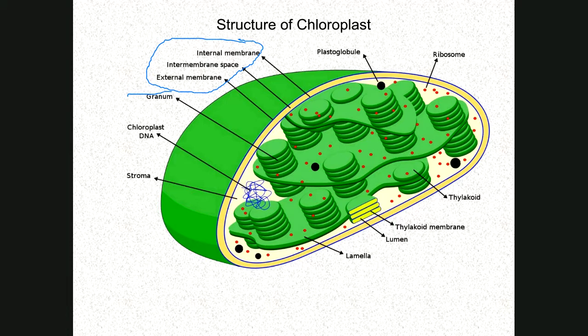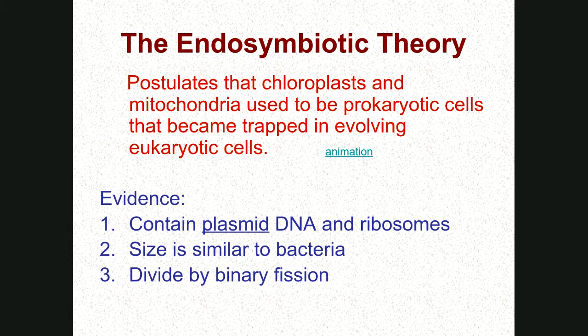And the way they are reproduced is very funny. Those chloroplasts, even mitochondria, are divided by binary fission. And you know who divides by binary fission? The bacteria, the prokaryotic cells. They look like little prokaryotic cells inside of a eukaryotic cell. This is why the endosymbiotic theory came in. This theory postulates that chloroplasts and mitochondria used to be prokaryotic cells that became trapped and evolved within a eukaryotic cell.